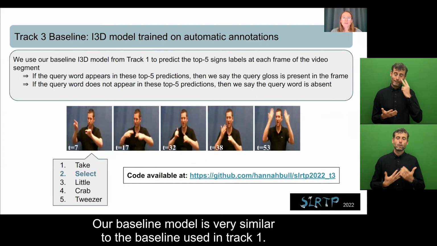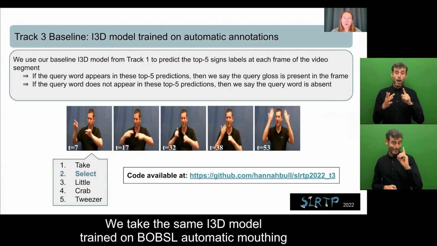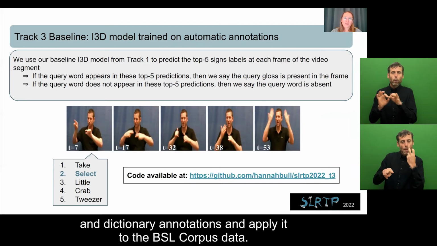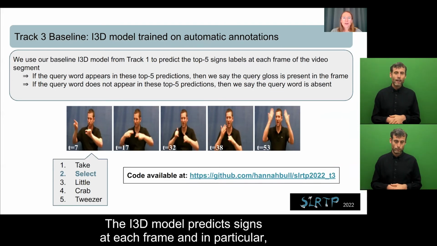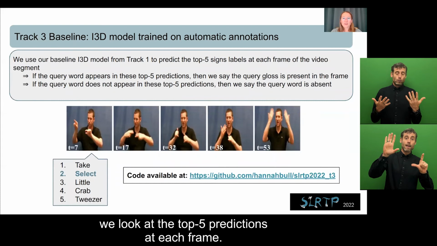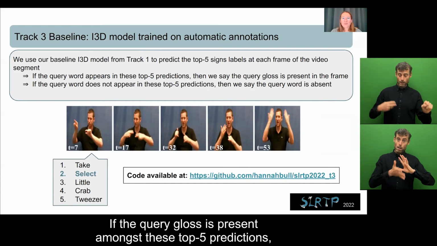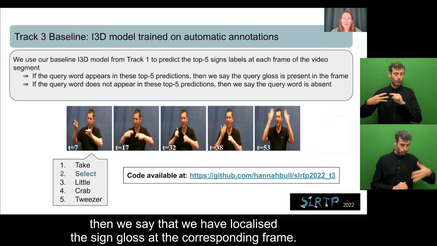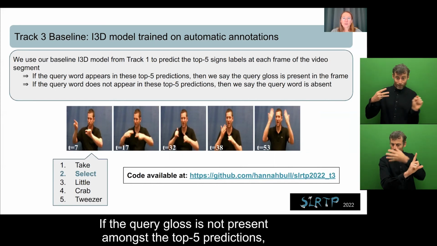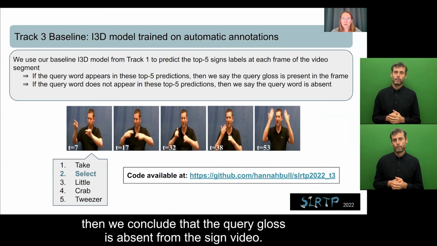Our baseline model is very similar to the baseline used in track 1. We take the same i3D model trained on BobSL automatic mouthing and dictionary annotations and apply it to the BSL corpus data. The i3D model predicts signs at each frame, and in particular, we look at the top 5 predictions at each frame. If the query gloss is present amongst these top 5 predictions, then we say that we've localized the sign gloss at the corresponding frame. If the query gloss is not present amongst the top 5 predictions, then we conclude that the query gloss is absent from the sign video.